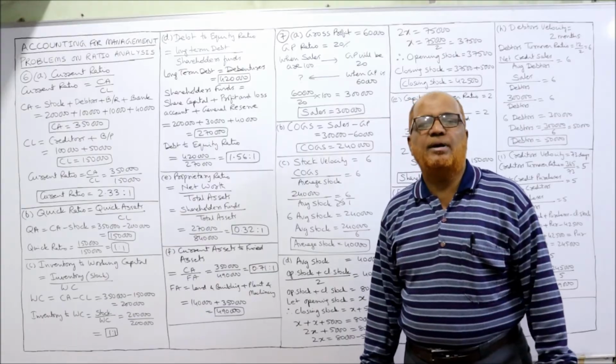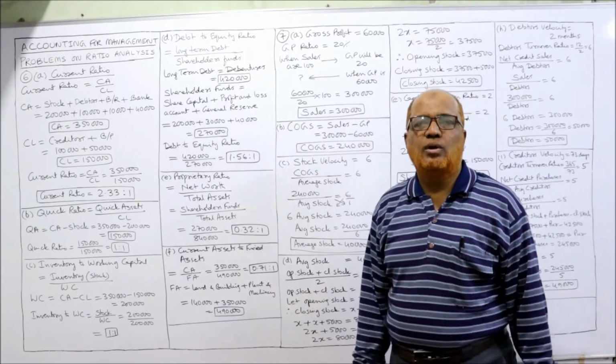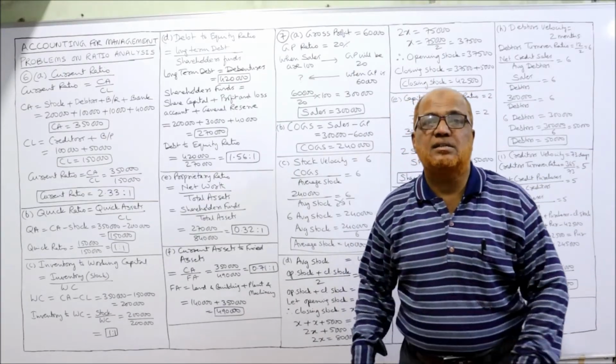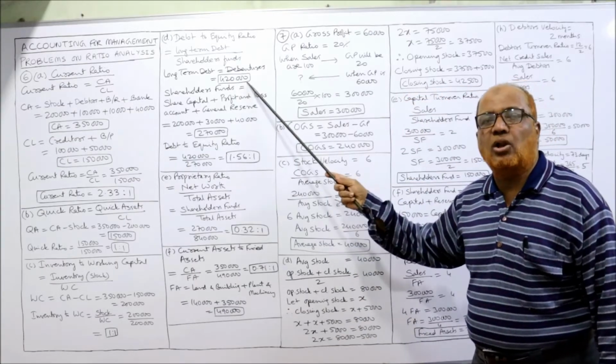Long-term debt divided by shareholders fund. That is the formula for debt equity ratio. And long-term debt is only one item, that is debentures. So in the problem it is given debentures are 4,20,000. This is the long-term debt.